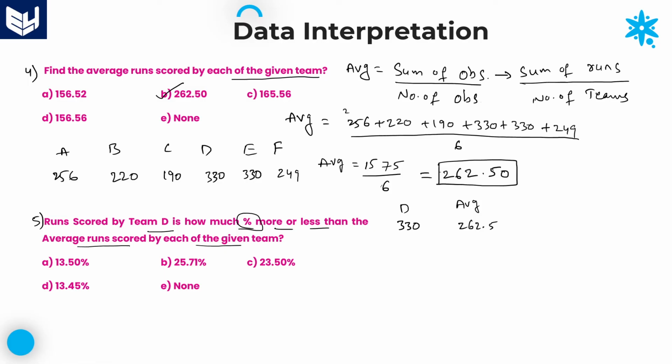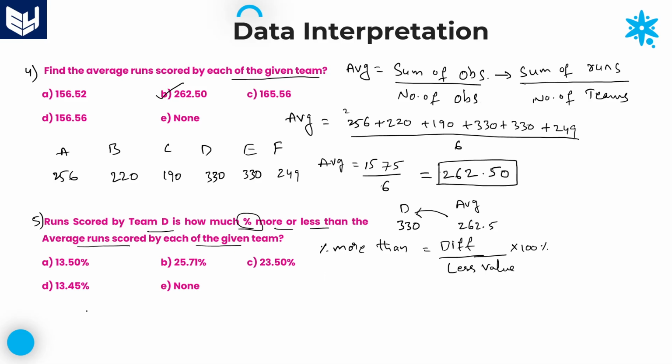Now, what the question is asking is: runs scored by D is how much percentage more or less as compared with the average. As compared with the average, definitely this D is more, right? Team D scores 330, whereas the average is 262.5. So you just calculate the percentage more than. How can you calculate percentage more than? Basically, percentage more than is nothing but the difference between those two values divided by the less value, and whenever we are calculating a percentage, into 100 with the percentage symbol, that is a common thing, right?